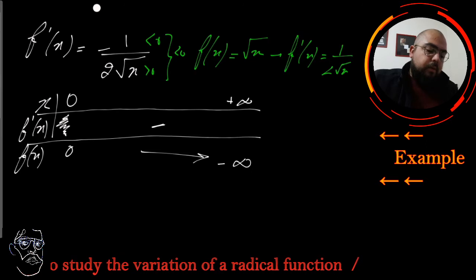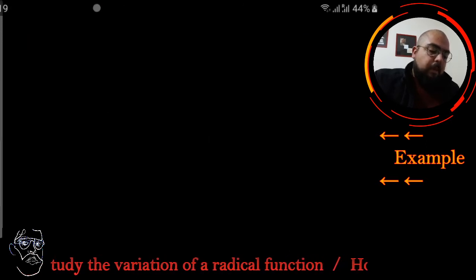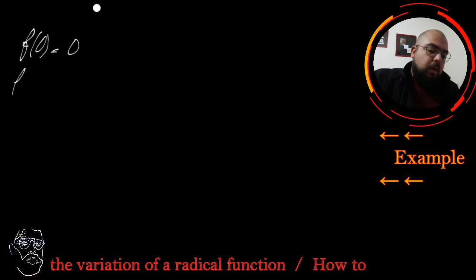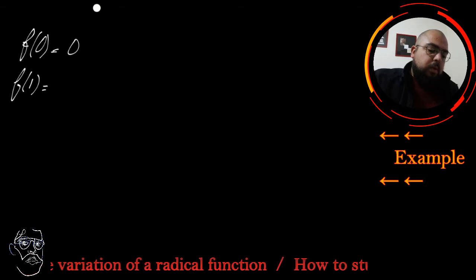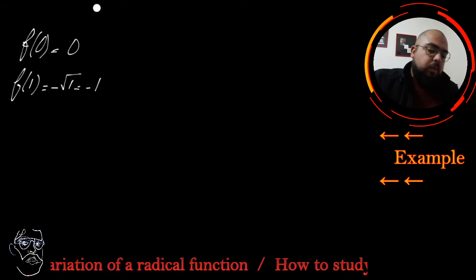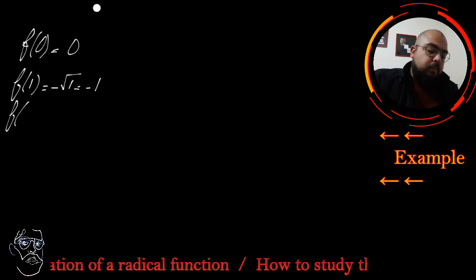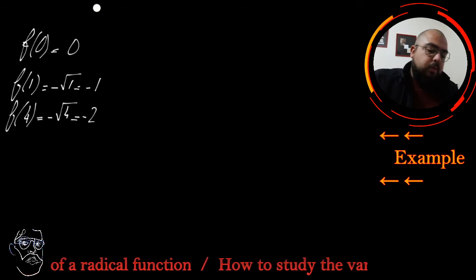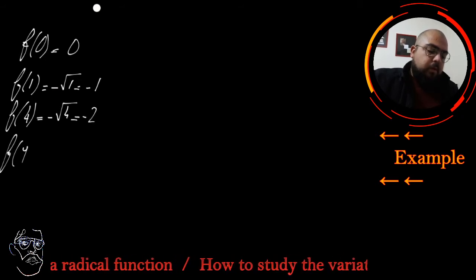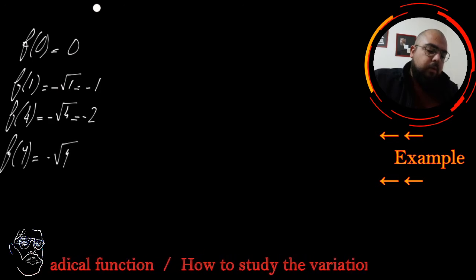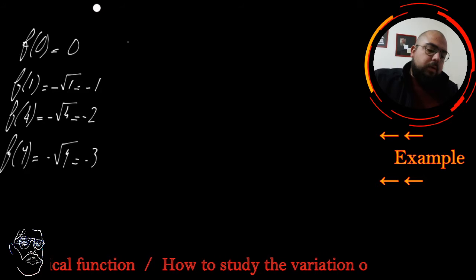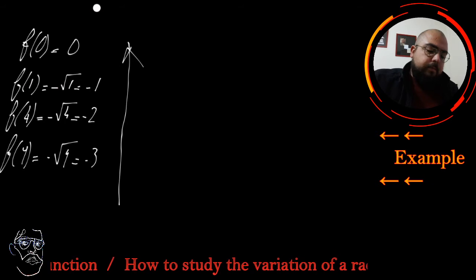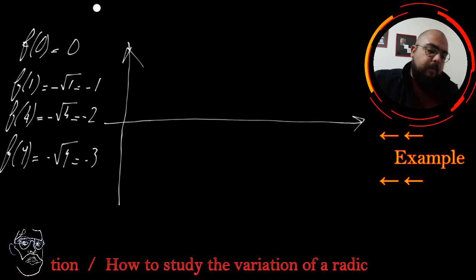Again, I take a few particular points. F of 0 is 0. F of 1 is minus square root of 1, it's minus 1. F of 4 is minus square root of 4, it's minus 2. F of 9 is minus square root of 9, it's minus 3. So let's draw the curve.